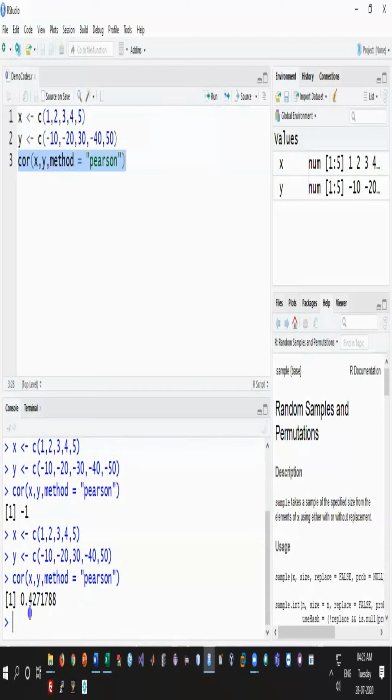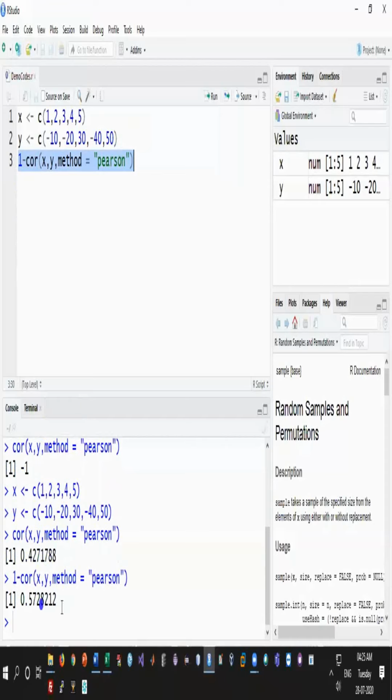I can always mention that in the opposite direction. I can also write 1 minus this correlation variable, something like this, which will tell me the opposite of that particular correlation. Having said that, that is 57% of the data are negatively correlated. Okay, right.